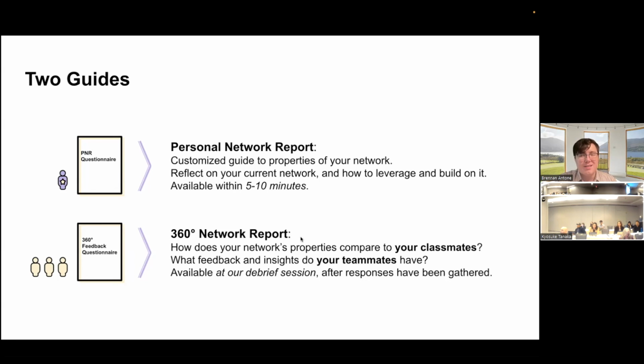In that case, it's going to be very similar to the first network report, but it's going to add in the results on how their score compares to the average scores of their peers. So essentially, if it's a class of 30, it's how does my network score compare to the average score of all 30 people in the class. So again, we're just sharing averages.